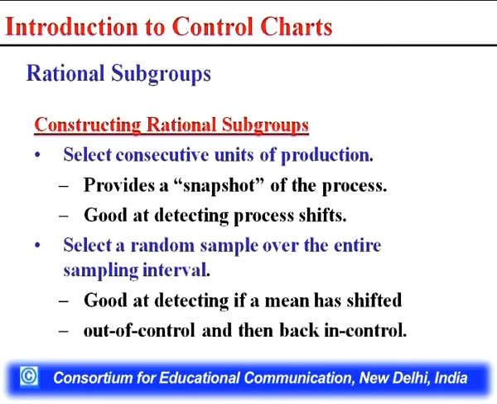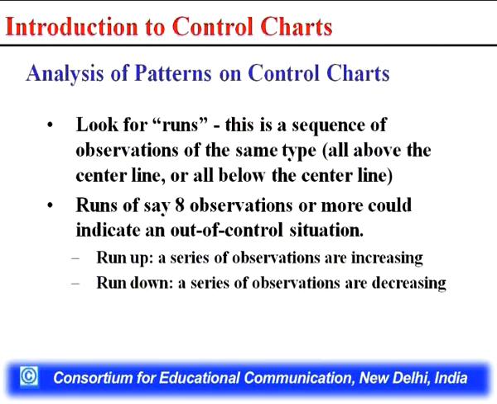Select a random sample over the entire sampling interval, good at detecting if mean has shifted, out of control and then back in control, because we are getting rid of the assignable cause. We are detecting the assignable cause, we are getting rid of the assignable cause, and then we are setting the process in control. Look for runs. This is a sequence of observations of the same type, all above the center line or all below the center line. Now, we have to see the points marked on the control charts, and this will give us the trend in the production.